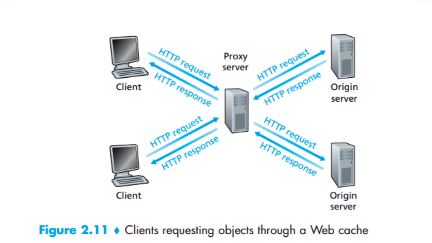If the web cache does not have the object, the web cache opens a TCP connection to the origin server, that is, to www.someschool.education. The web cache then sends an HTTP request for the object into the cache-to-server TCP connection. After receiving this request, the origin server sends the object within an HTTP response to the web cache. When the web cache receives the object, it stores a copy in its local storage and sends a copy within an HTTP response message to the client browser.